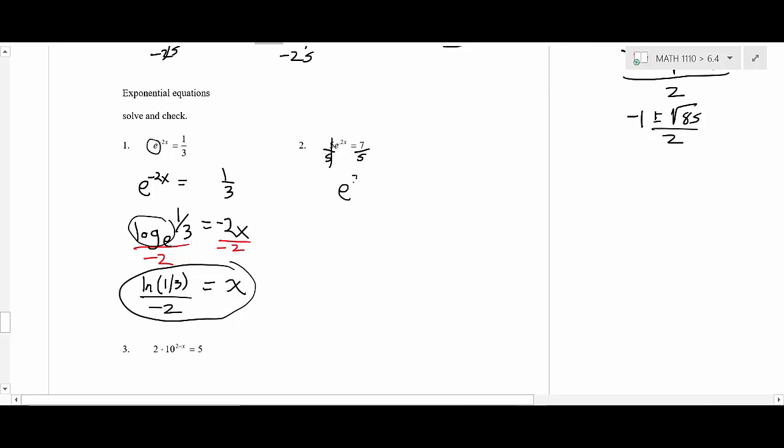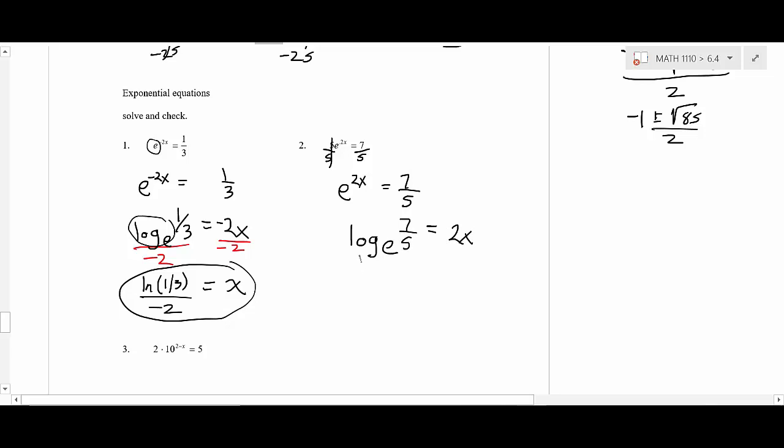So you have e to the 2x is equal to 7/5. You don't want anything in front of that exponential. Now what you have to try to do, like I did on the last problem, is write this as a log. What's the base of this log? E. Remember, the answer to a log is the exponent. What's the exponent? 2x. That goes on the other side. Then you have 7/5 like that.